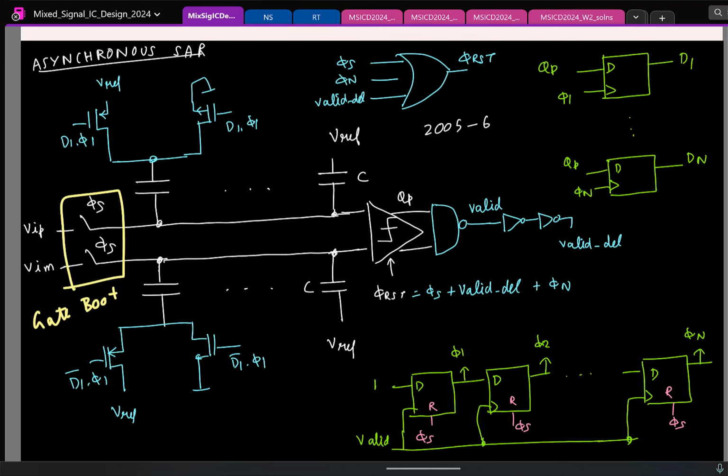Any clarifications on this? Basic idea is clear, right? The self-timing is basically this valid to reset. That is the self-timing happening so that you do this. While designing the comparator, you decide upon its delay. Delay, yeah, okay. And delay will depend upon the differential input. Correct. Typically, the best thing is you look at the regeneration time constant, right?